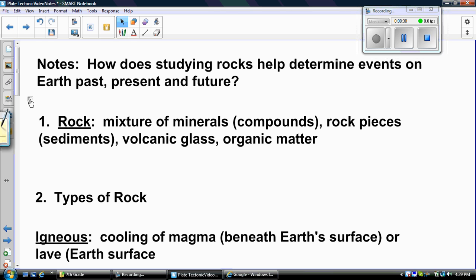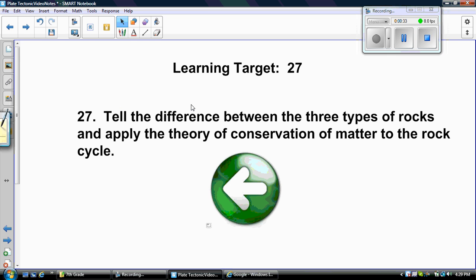This essential question goes with learning target 27. You're going to be able to tell the difference between the three types of rocks and apply the theory of conservation of matter to the rock cycle.